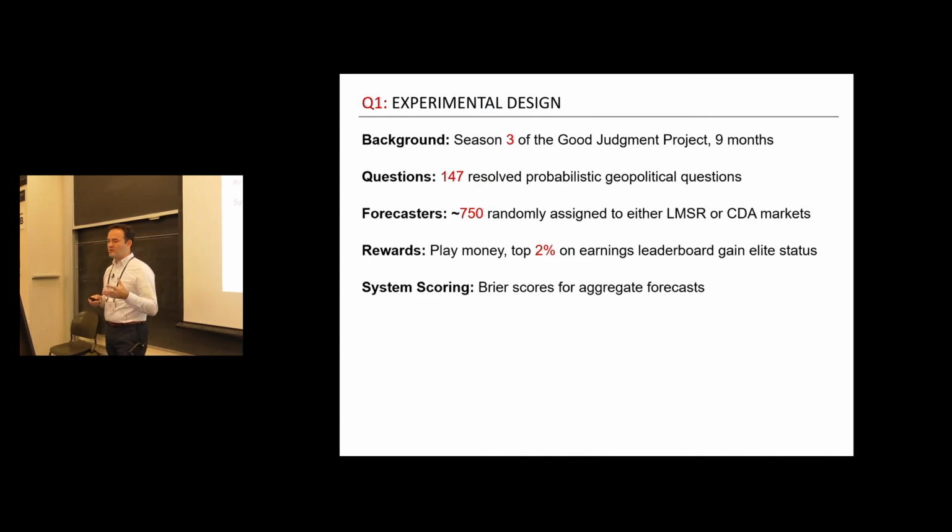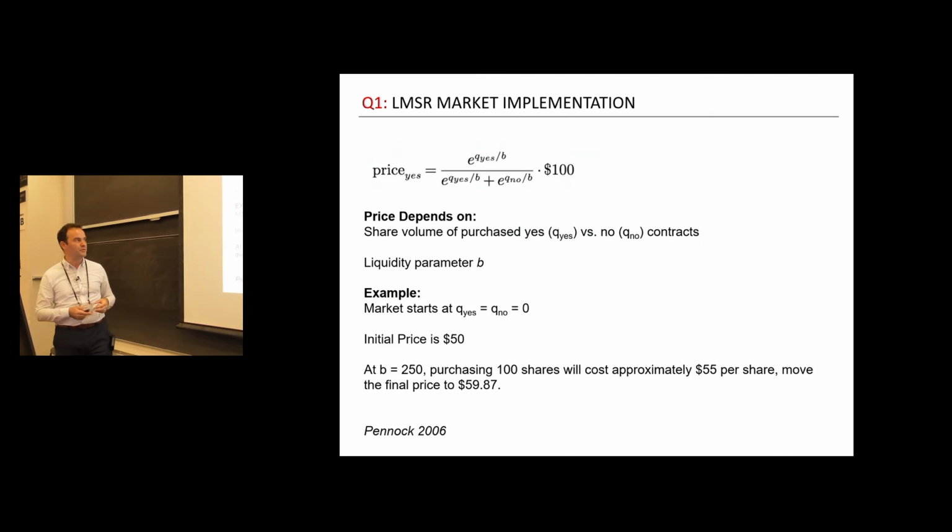And the rewards were basically play money and reputation. And the top 2 forecasters, as in every condition, became superforecasters and got more reputation and a free trip to meet other superforecasters. We're looking at system scoring in terms of the Brier score. So we, as a research team, are scored based on the quadratic Brier scoring rule.